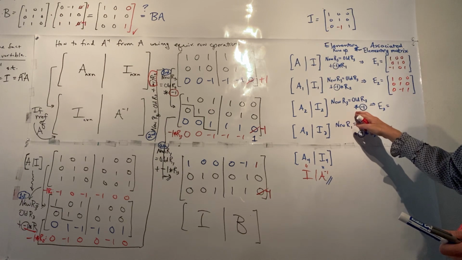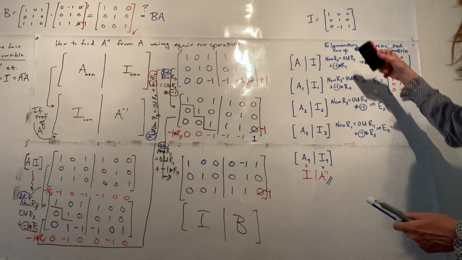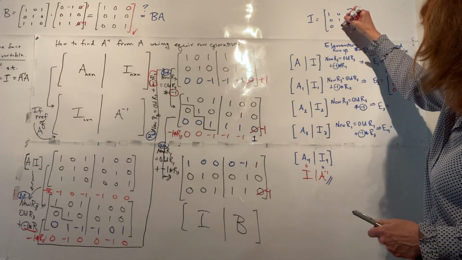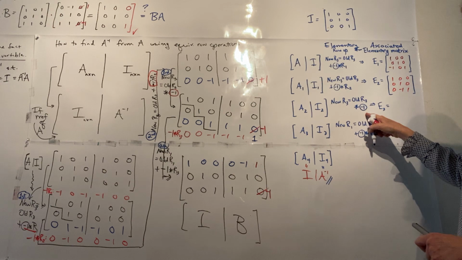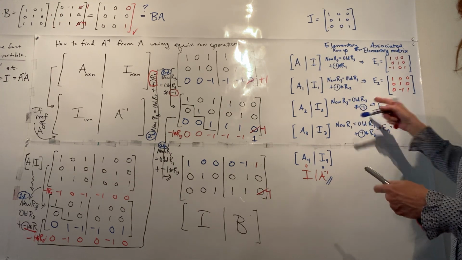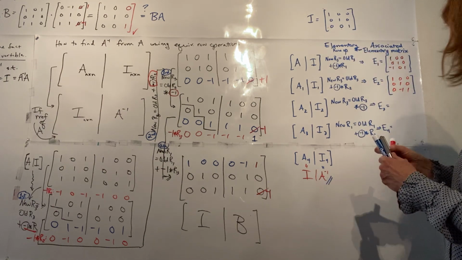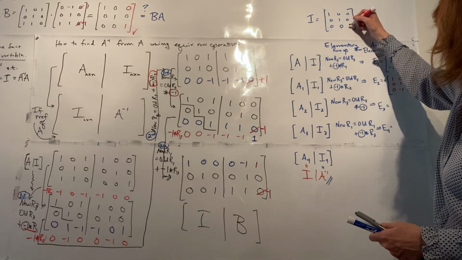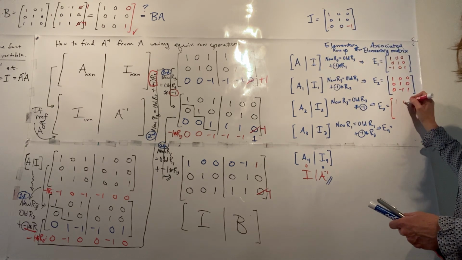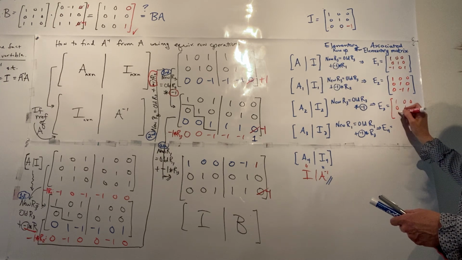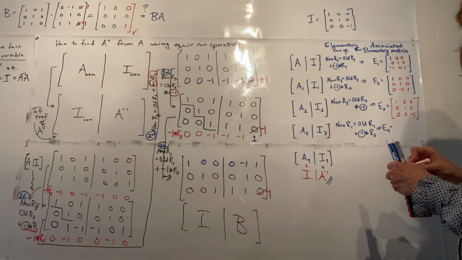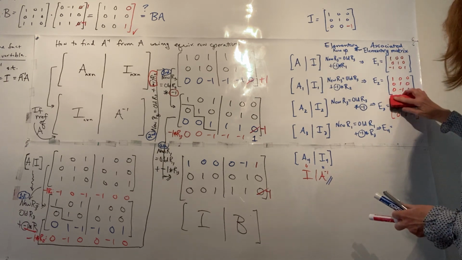The third elementary row operation. I'm going to perform it on the identity matrix. So here's a copy of the identity matrix. What is this one? This is just multiplying a row by a negative 1. So if I perform that operation on the identity matrix, I get this, right? Third row multiplied by negative 1 there. So that gives me 1, 0, 0, 0, 1, 0, 0, 0, minus 1 there for E3. Okay.